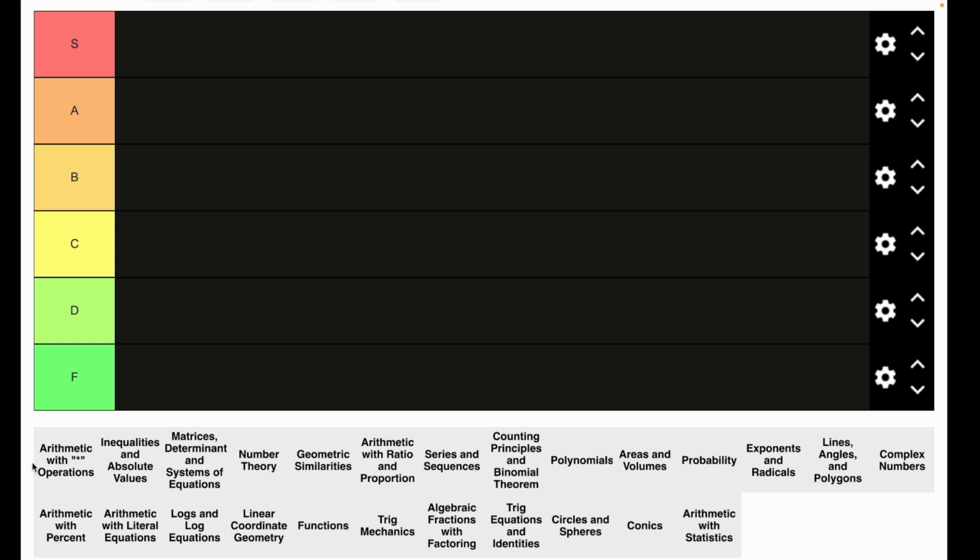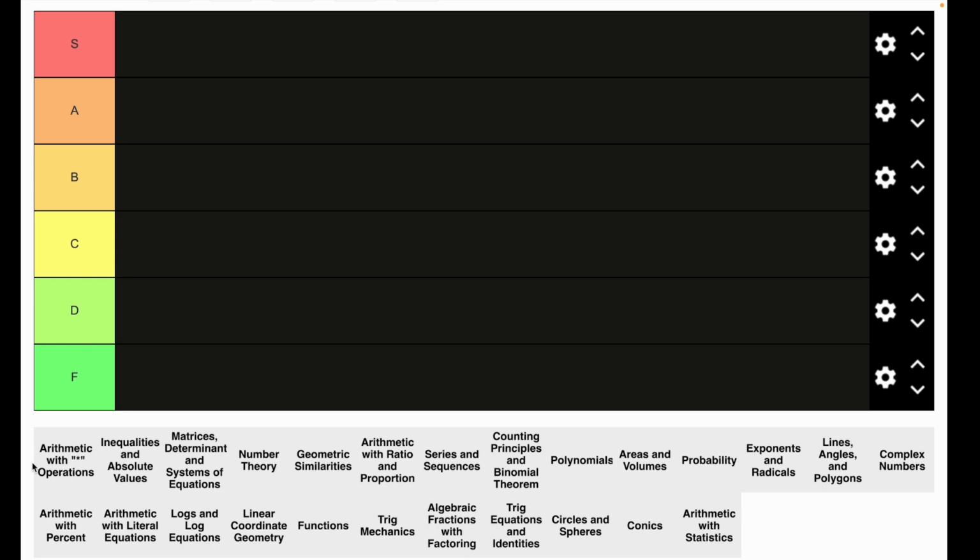So I'm going to start, and I'm just going to go in order. These are in order based on the 5 meets. So the first 5 categories are meet 1. And they have an order to them, and this is the order I do them in practices. So the very first practice, I do arithmetic with star operations. The second practice, I do inequalities and absolute values. And I keep going, and usually we'll have 5 practices before a meet.